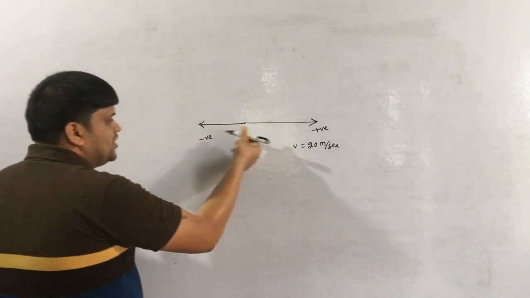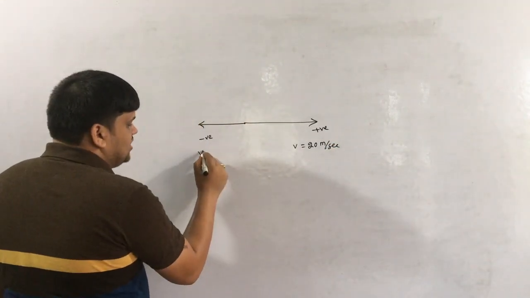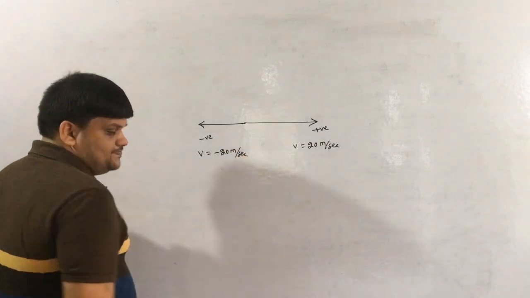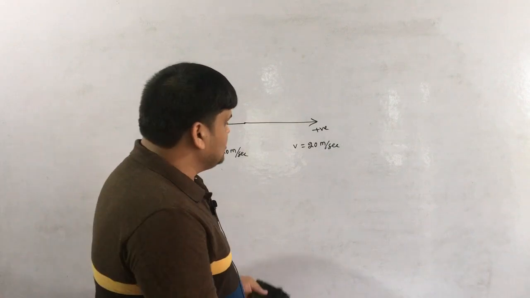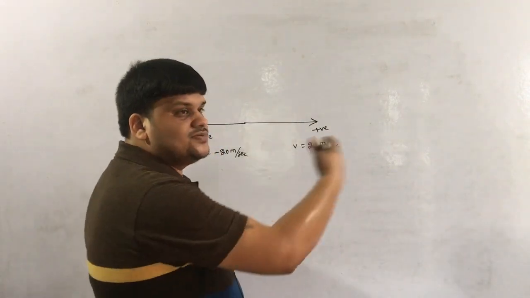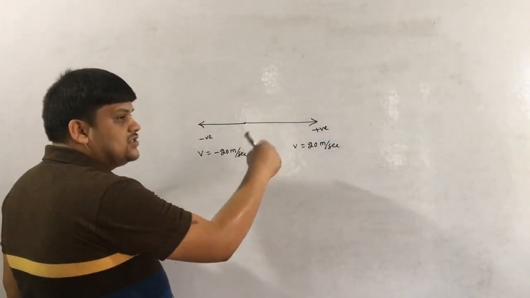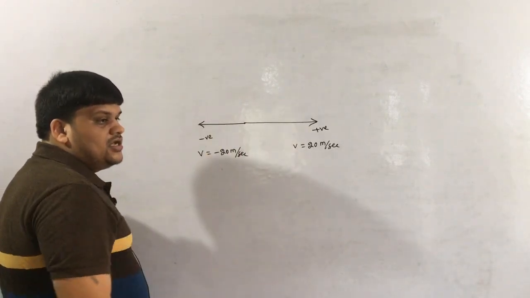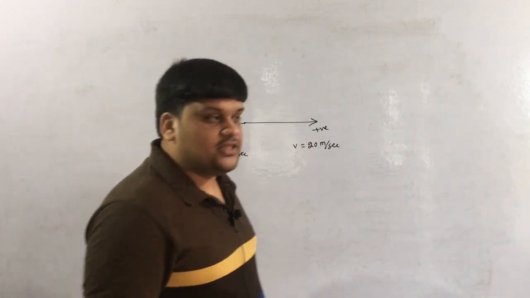If the object is moving along this direction, I was telling v equal to minus 20 meter per second if it is velocity. Similarly, for displacement along this direction, if displacement is 15 meter, it will be s equal to 15. If it is along this direction, displacement is 15 meter, then it is s equal to minus 15, like that.